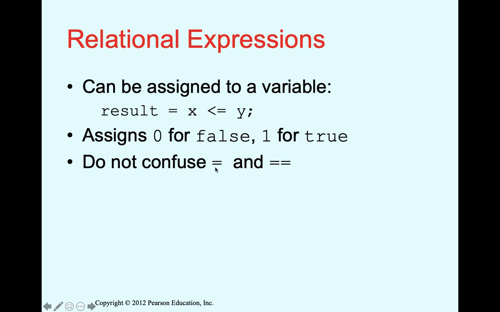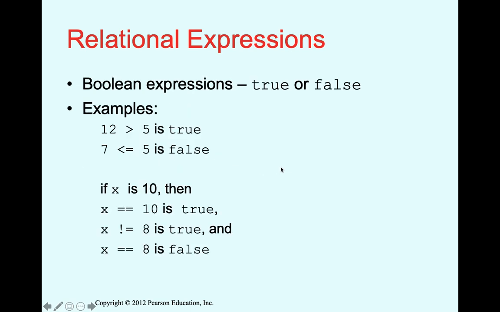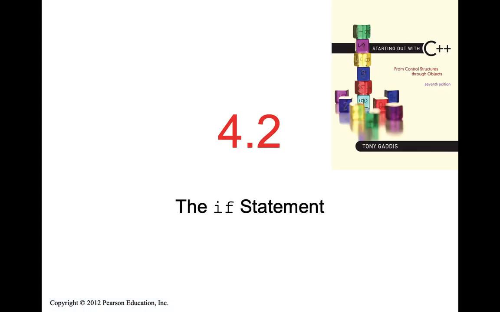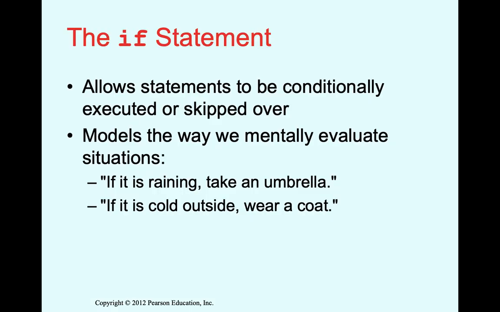Please don't confuse between = and ==. The single equal sign is the assignment operator, and the double equal sign is used if you want to compare two values. So x == 8 means you want to check if x equals 8, and the result will be true or false. But if you write x = 8, this means you want to assign the value of 8 to the variable x. Let's talk now about the if statement.